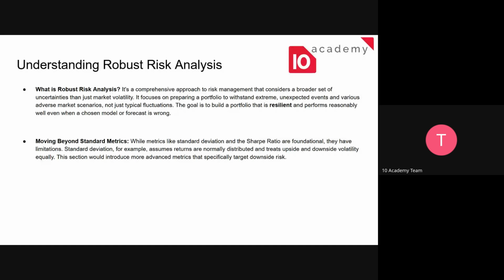And moving beyond standard metrics: while metrics like standard deviation and Sharpe ratio are foundational, they have limitations. Standard deviation, for example, assumes returns are normally distributed and treats upside and downside volatility equally. This section will introduce more advanced metrics that specifically target downside risks. To manage risks, we usually assume these two things, the standard deviation and calculating the Sharpe ratio.